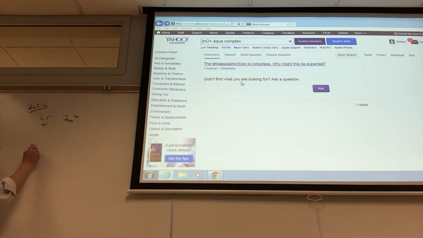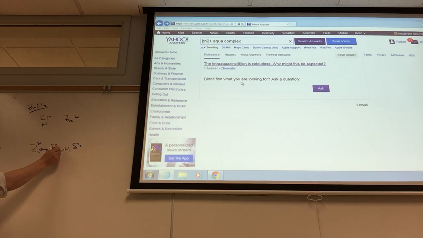So if we have an aqua complex of zinc and we look at the bonding in it, the water is going to be different. This is no longer normal water. The normal water would have a delta plus on the hydrogen due to the electronegativity of the oxygen. But now we have a zinc 2 plus pulling electron density.